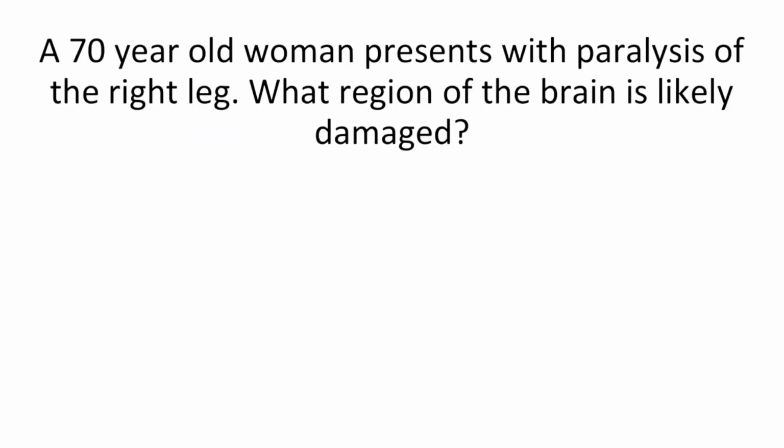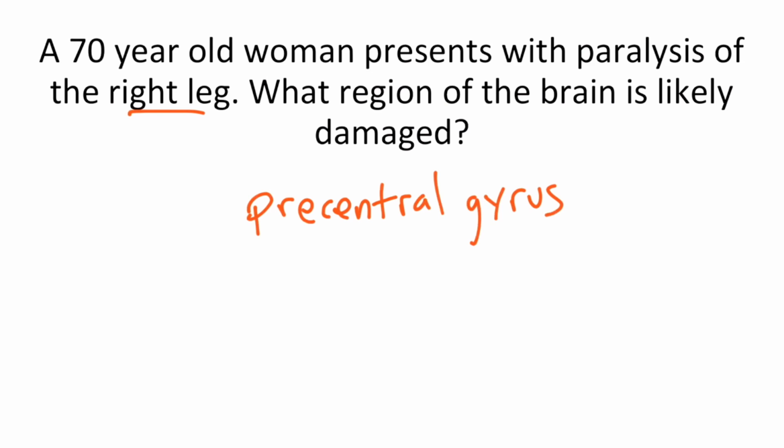A 70-year-old woman presents with paralysis of the right leg. What region of the brain is likely damaged? So this question is pretty straightforward. From the question, we know that the right leg is paralyzed, which should make you think of the precentral gyrus. This is because the precentral gyrus is responsible for movement.